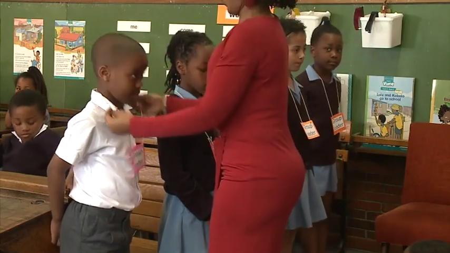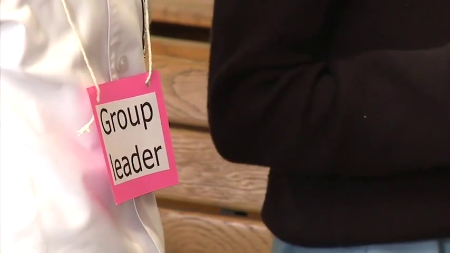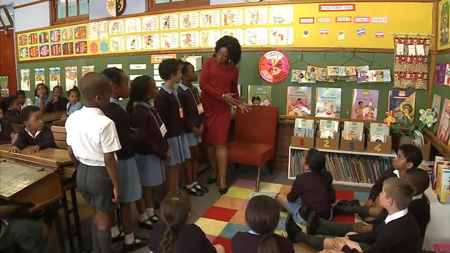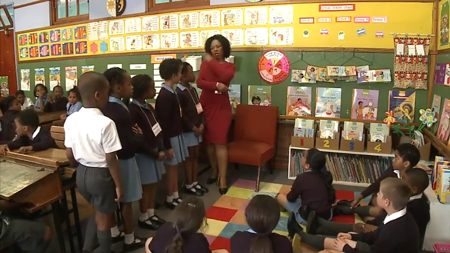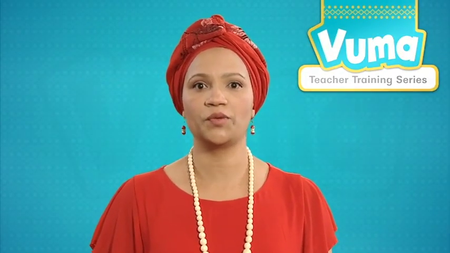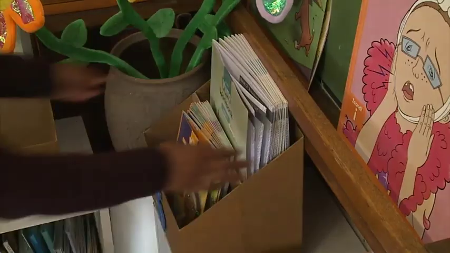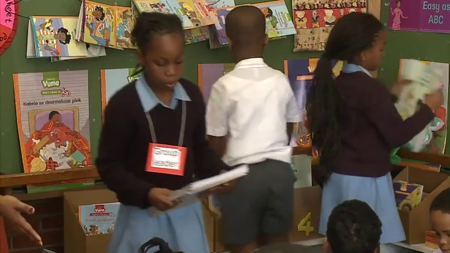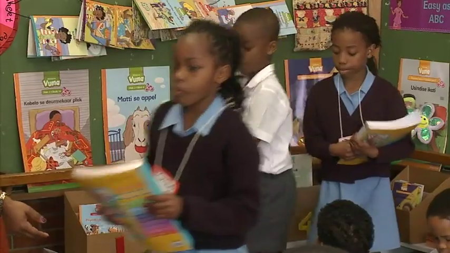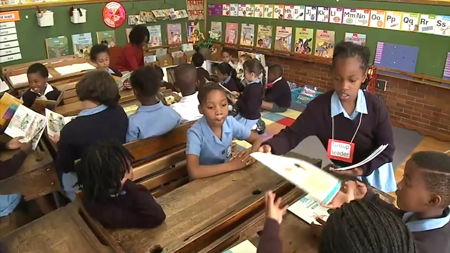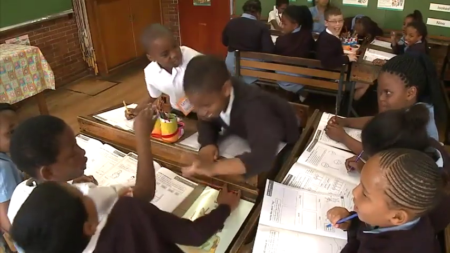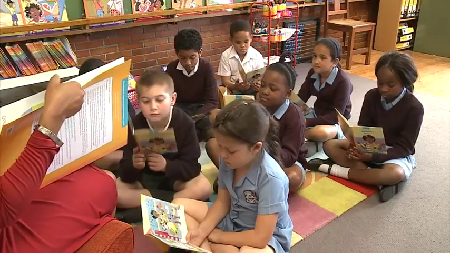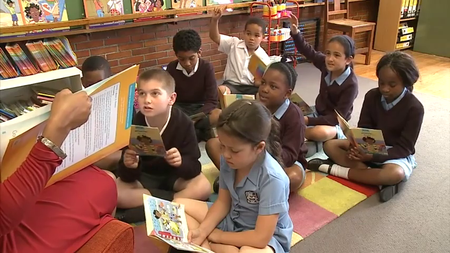Make a special badge or tag for group leaders to wear during the lesson. At the start of the year, show the class what being a group leader entails. It's important to give each learner a turn to be the group's leader. The job of the group leader is to hand out the readers or workbooks at the beginning of the lesson. They must also ensure that fellow learners do not disturb the teacher while she does group-guided reading with another group.